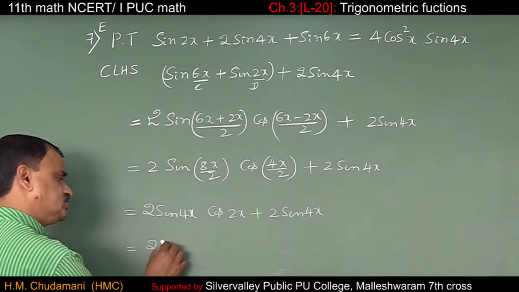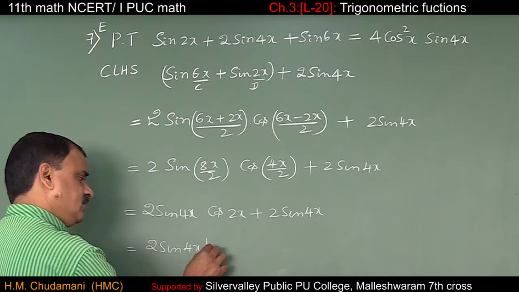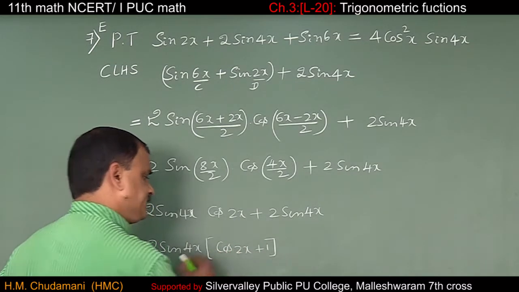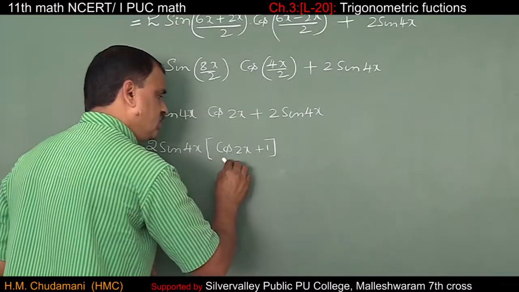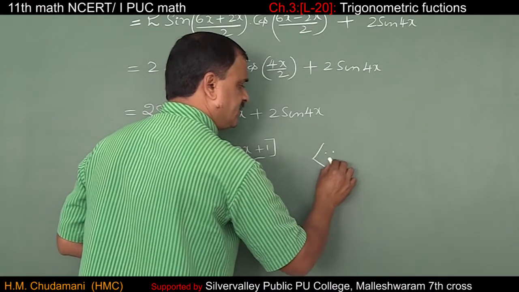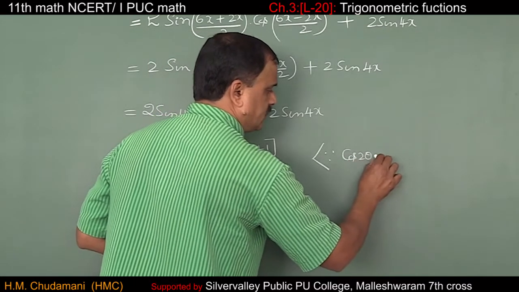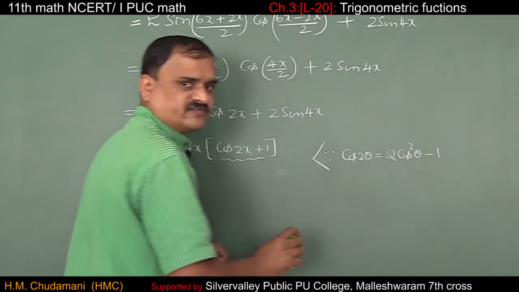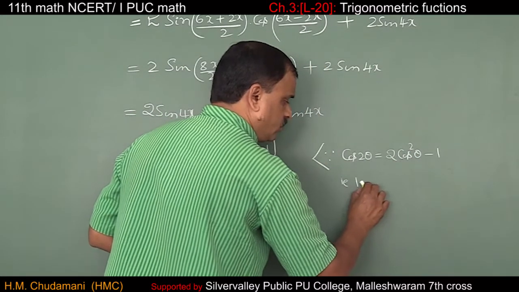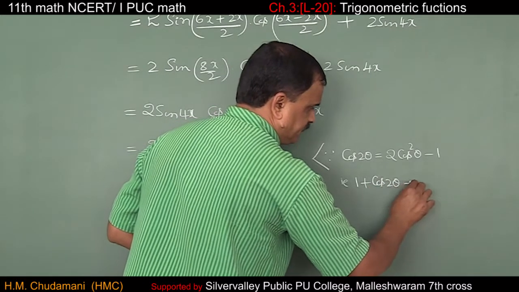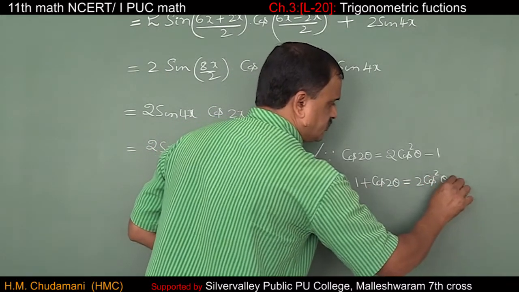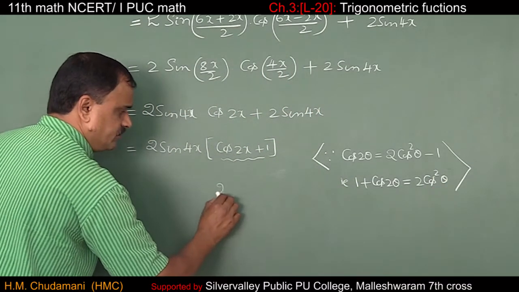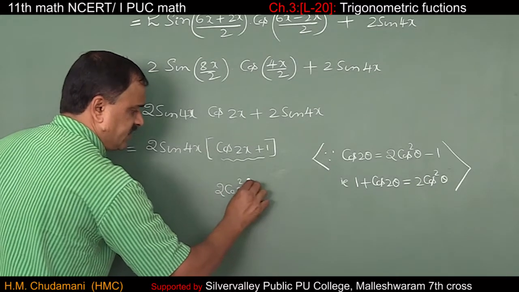Observe, we find 2 sin 4x common. If we take 2 sin 4x common, we get cos 2x plus 1. What is 1 plus cos 2x? We have a formula for cos 2 theta in terms of cos: 2 cos square theta minus 1. Shift minus 1 to the other side. 1 plus cos 2 theta is equal to 2 cos square theta. So in place of 1 plus cos 2x, we can write 2 cos square x.